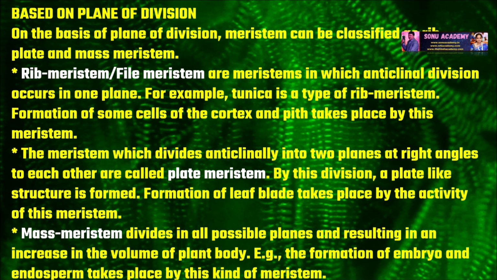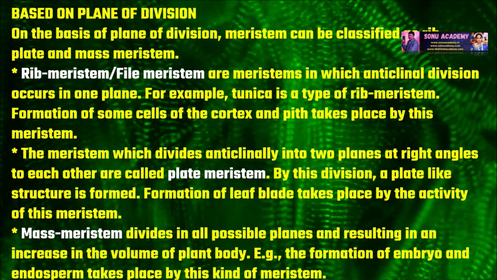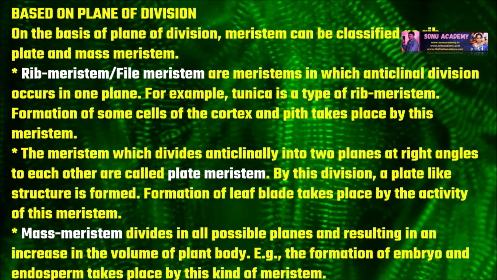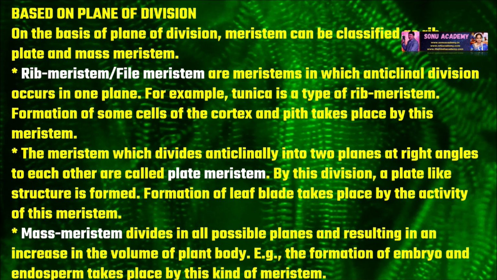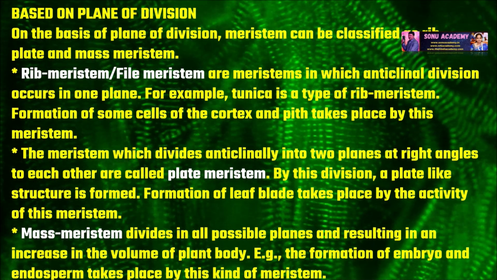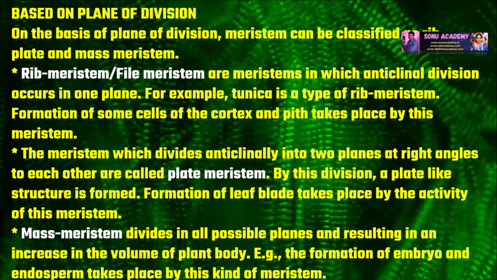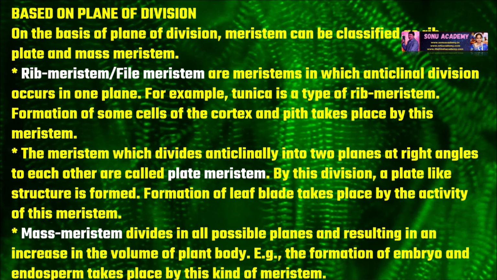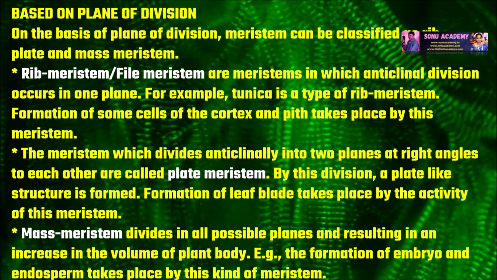Now, by this division, a plate-like structure is formed. Formation of the leaf plate takes place by the activity of this meristem. Mass meristem divides in all possible planes and results in an increase in the volume of the plant body. Example, the formation of embryo and endosperm takes place by this kind of meristem.